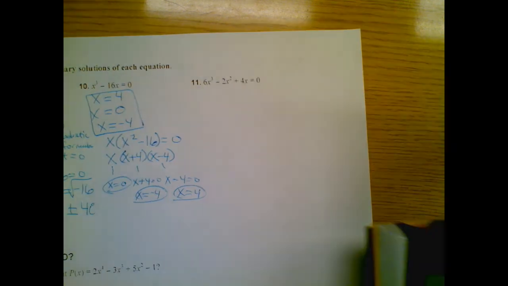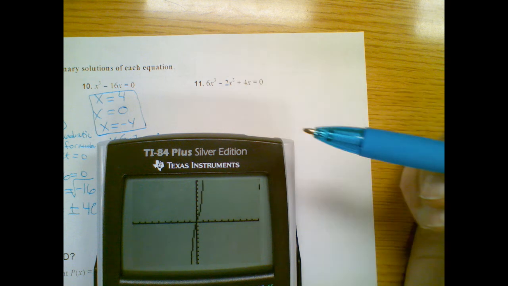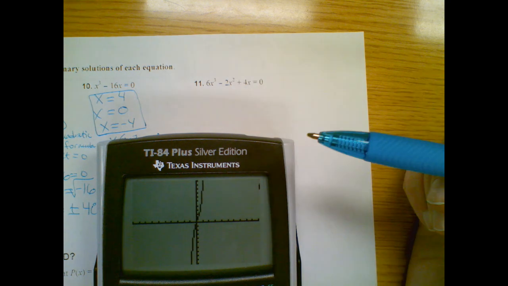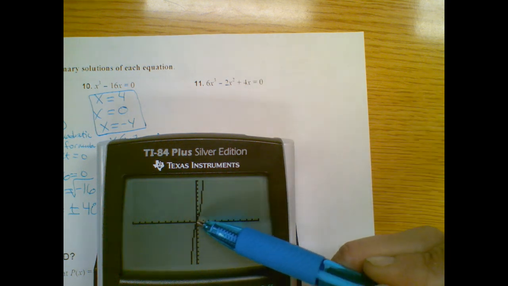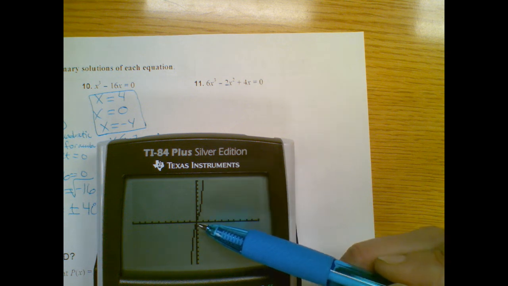Alrighty, the last problem. Let's go ahead and maybe graph it. So I have 6x to the third power minus 2x to the second power plus 4x. This one, the degree is 3, so there's going to be 3 different solutions. Notice for this one, there is a curve right through 0. So 0 is going to be a solution.